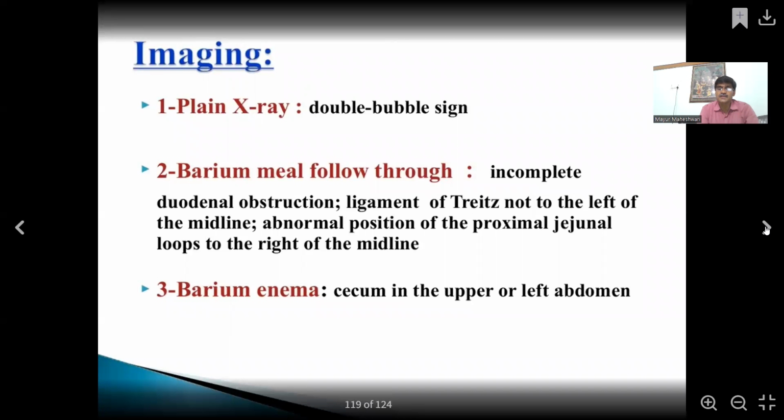There are peritoneal bands or Ladd's bands. A barium follow-through has to be done. This shows incomplete duodenal obstruction. The ligament of Treitz is not to the left of the midline; it is situated on the right of the midline, and there is abnormal positioning of the proximal jejunal loops to the right of the midline. So the ligament of Treitz is on the right side, and most of the jejunal loops will be on the right side. On barium enema, the cecum is in the upper or left abdomen.